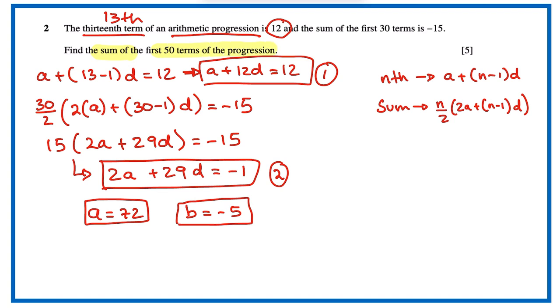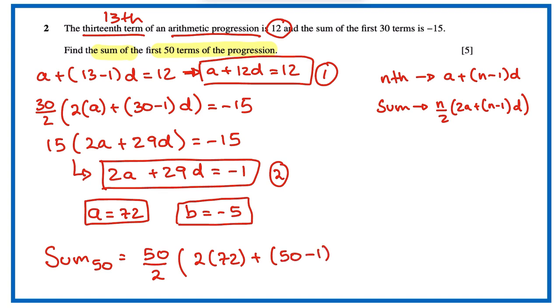So again, sum of 50 is going to be equivalent to, using my formula again, 50 over 2 bracket 2 times 72 close bracket plus 50 minus 1 times d, which is my minus 5 in this case. If I put this all into my calculator, I get my answer as minus 2,525, and therefore that's my answer for this question.